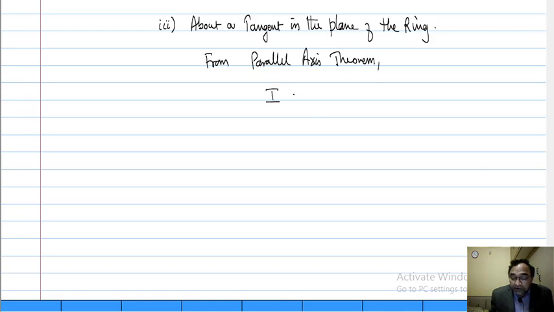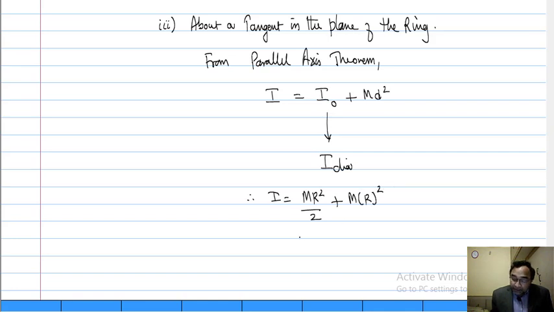From the parallel axis theorem, the moment of inertia about the tangent is the moment of inertia about the center plus mass times the square of the distance. The center here is nothing but the moment of inertia about a diameter, which we have already seen is mr square by 2, plus m times the distance between the two, again the radius only. So we get 3 by 2 mr square.